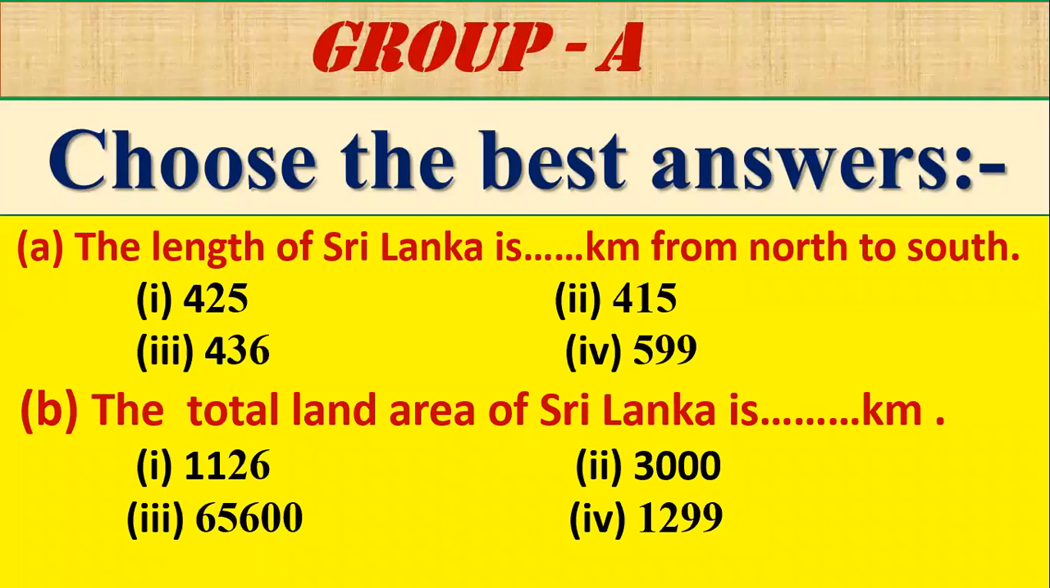Question A. The length of Sri Lanka is dash kilometers from north to south. Option 1, 425. Option 2, 415. Option 3, 436. Option 4, 599. Question B. The total land area of Sri Lanka is dash kilometers. Option 1, 1126. Option 2, 3000. Option 3, 65,600. Option 4, 1299.